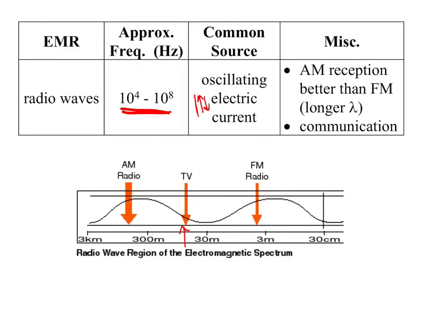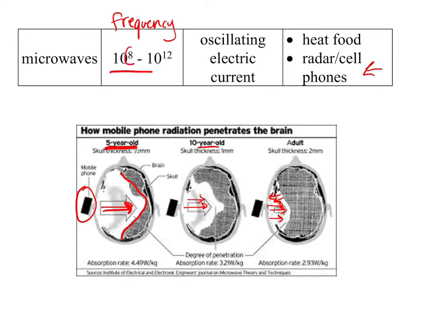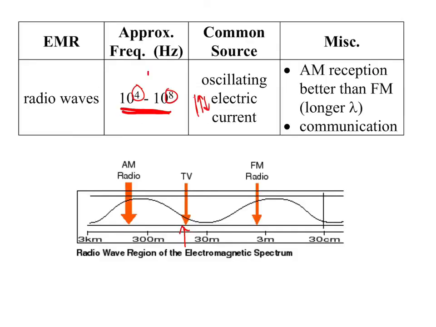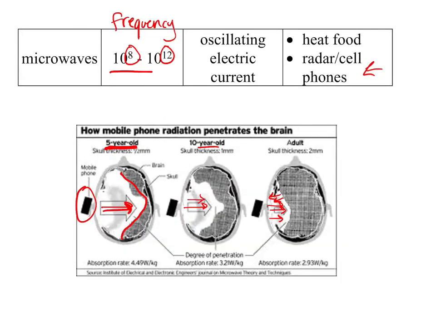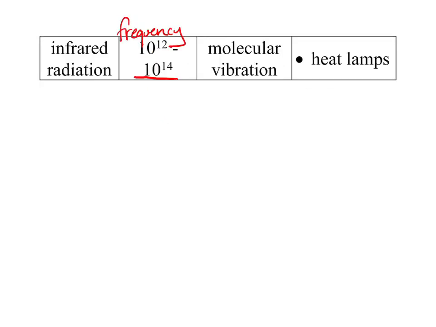Let's take a look at these exponents. So we got 4 to 8 for radio. We got 8 to 12 for microwaves. So look, what's it going up by? This is going up by 4. This is going up by 4. This is 12 to 14, this is going up by 2. So now every single one of the exponents will always go up by 2.